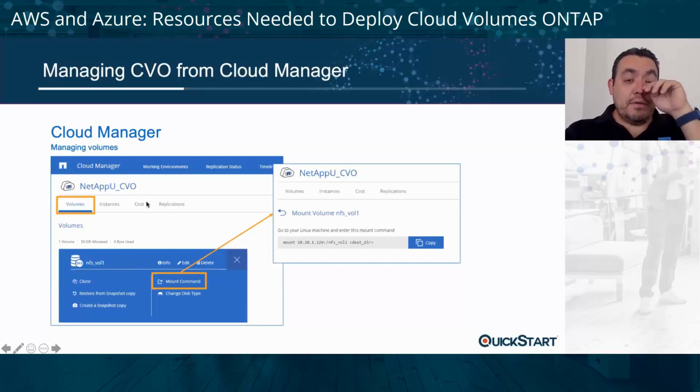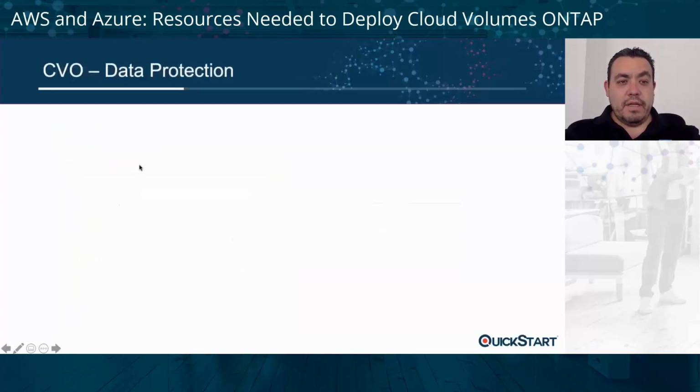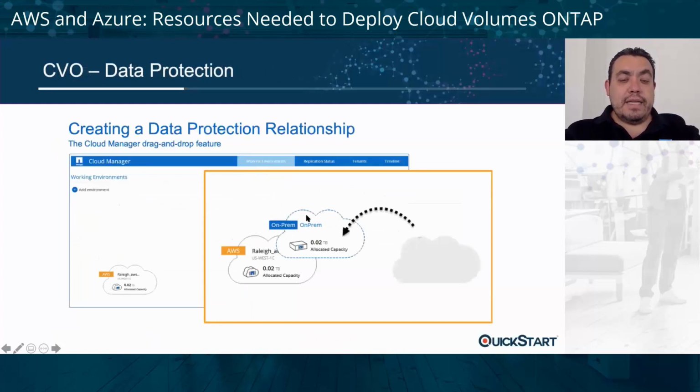Also, Cloud Manager gives you the cost details. It shows you the volumes, the instances, the cost, and replications that we have created on your multiple CVOs. So the data protection, guys, it's so easy. Again, you can see we discover on-prem, we have a CVO, and trust me, it's just drag and drop.